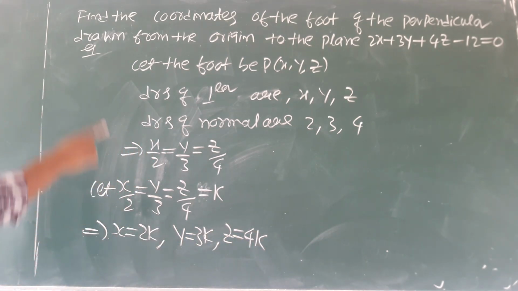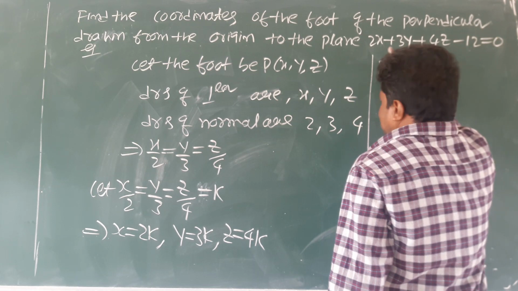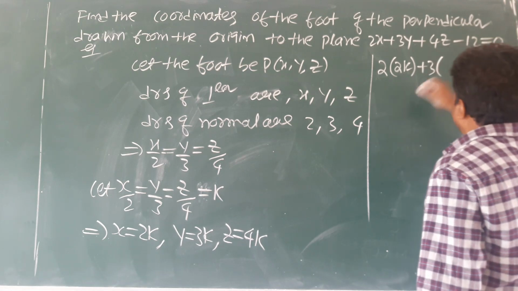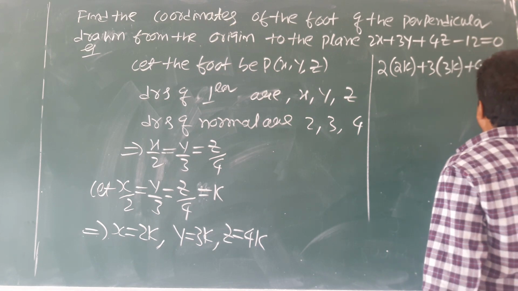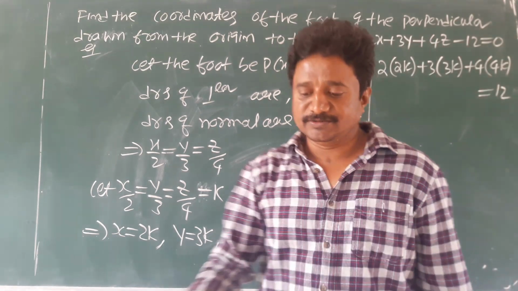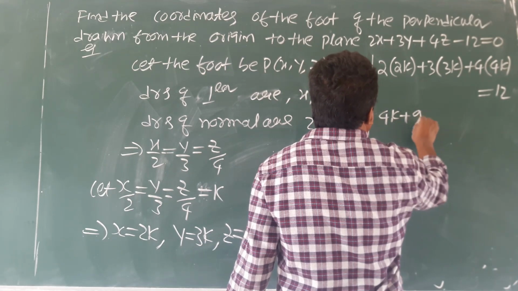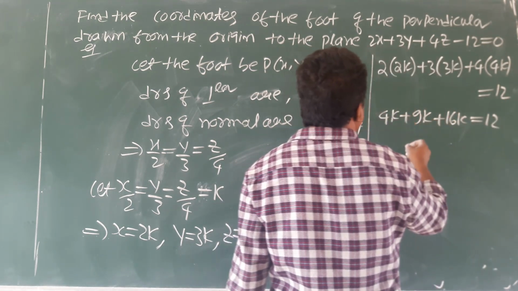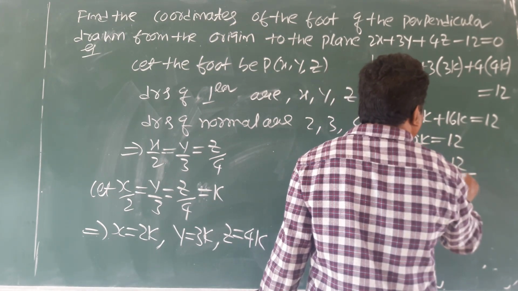You substitute x, y, z in the given plane. So to find k, that is 2 into, what is x? 2k. Plus 3 into, what is y? 3k. Plus 4 into, what is z? 4k. So minus 12 is equal to 0. Calculate k value. That is 4k plus 9k plus 16k equals 12. 25 plus 4 is 29. 29k equals 12. Then the k value is 12 by 29.